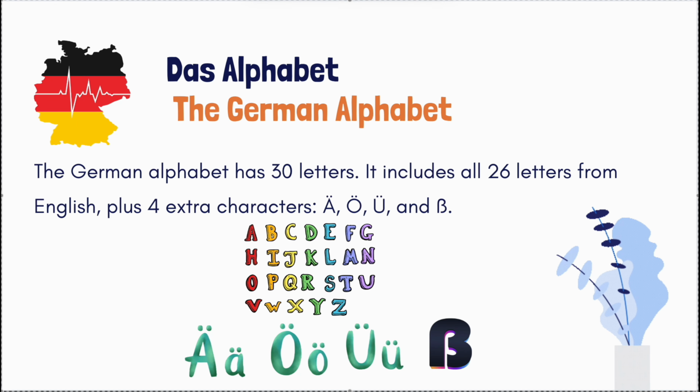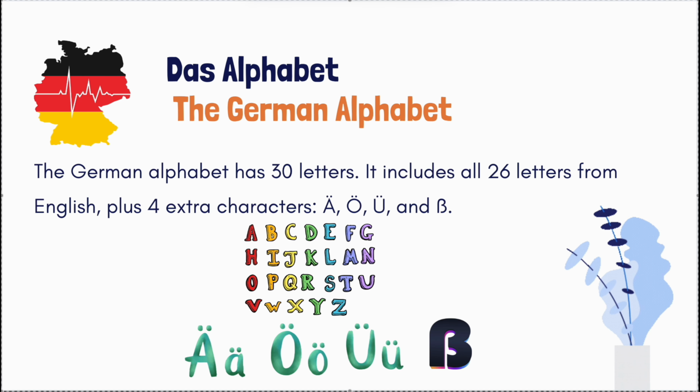Today we are going to learn the German alphabet. The German alphabet has 30 characters, or 30 letters, including 4 special characters. Let's dive in. The German alphabet consists of the same 26 letters as the English alphabet plus 4 additional characters: Ä, Ö, Ü, ß. Let's go through each letter and its pronunciation, along with some examples.